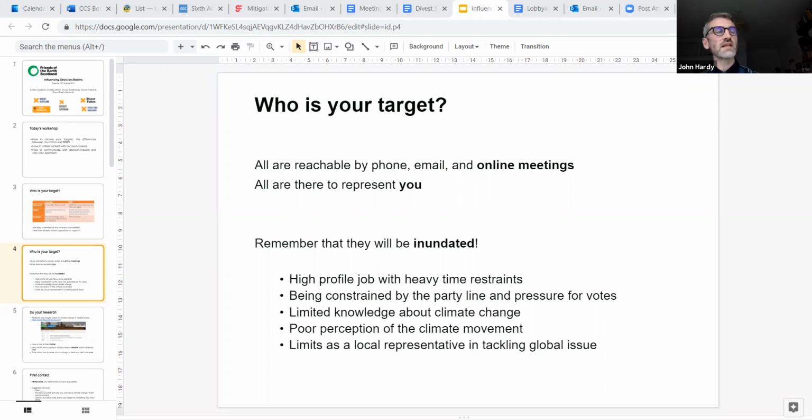It says that there are certain limitations that a local representative has in tackling a global issue like climate change, but it's important to remember that something like divestment empowers them. It actually gives them something that they can do. So they may think that it's too big for one councillor to deal with, but if they are able to sign up to a campaign like this and push for divestment, they're actually making a massive difference in the fight against climate change.